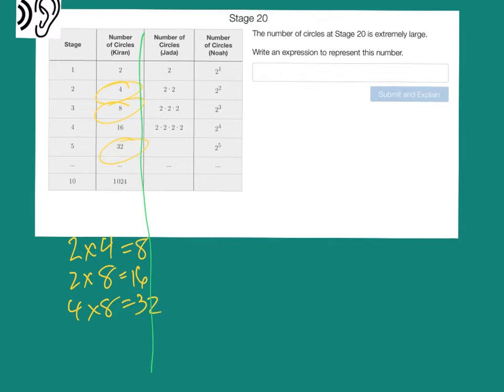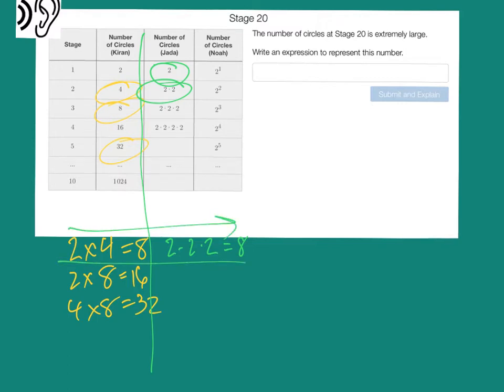So if I'm looking now at Jada's column, I'm going to see that same thing. When we said 2 times 4, Jada's equivalency was still 2, and then the 4 for Kieran was the same as 2 times 2. So hers was 2 times 2 times 2 was equal to 8, according to Jada. So we have the same thing being said in these two sections.